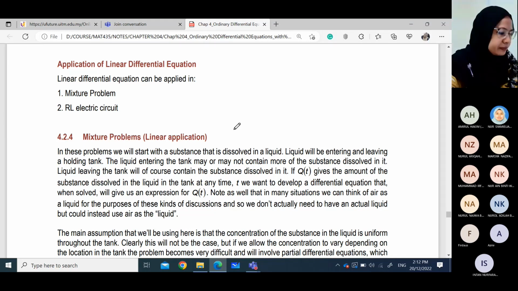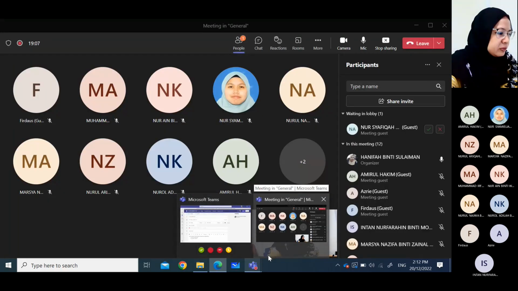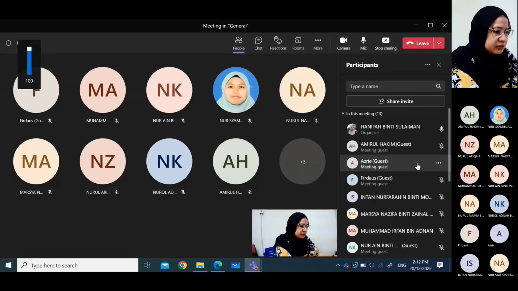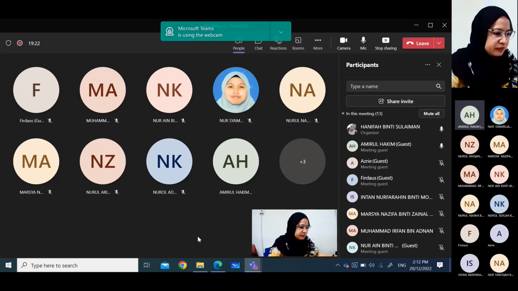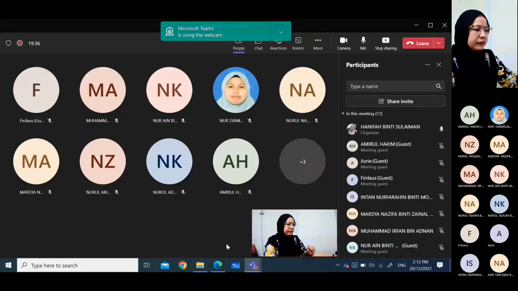Ada soalan? Untuk grup CEE 2221C, ada soalan tak? Boleh dengar suara saya? Dengar, Puan. Ada soalan untuk topik yang lepas? Tak ada. Alright, kalau tak ada, kita boleh teruskan untuk topik kita hari ini.